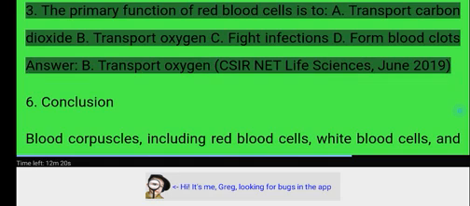3. The primary function of red blood cells is: A. Transport carbon dioxide. B. Transport oxygen. C. Fight infections. D. Form blood clots. Answer: B. Transport oxygen. CSIR NET Life Sciences, June 2019.